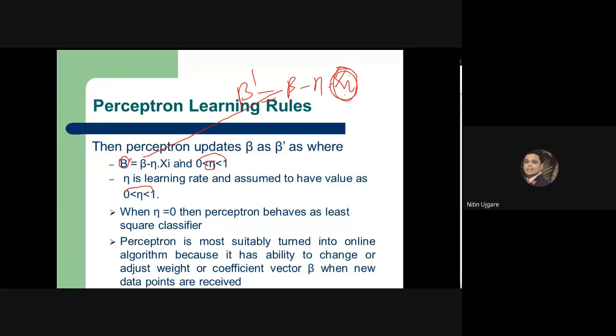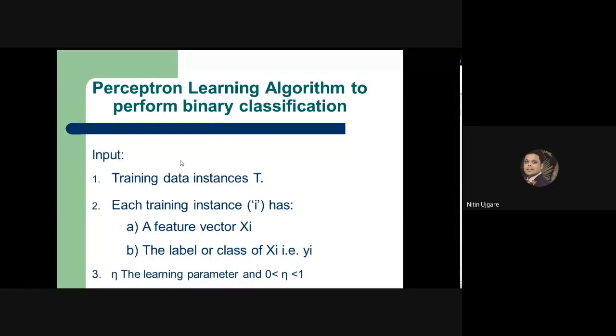So perceptron is most suitably turned into an online algorithm because it has the potential to change or adjust the weight or coefficient vector beta when new data points are received. Okay, so let's go to the next.